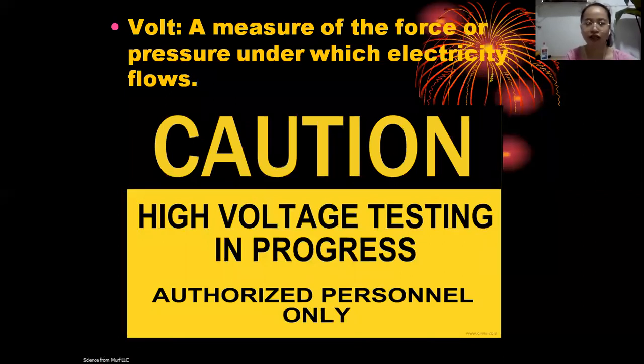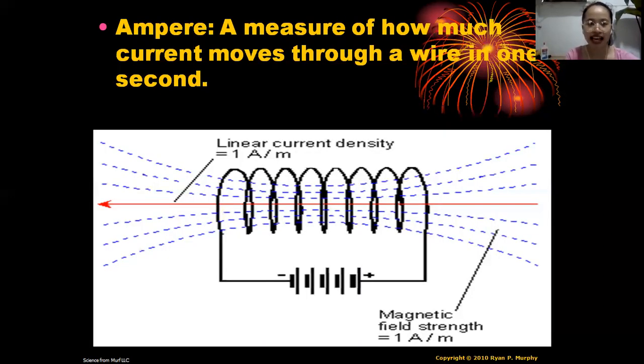Okay, so we have the term volt or voltage. It is a measure of the force or pressure under which electricity flows. And we have the term ampere. So when we are talking about ampere, we are talking about current or the electricity. Okay, it is a measure of how much current moves through a wire in 1 second.